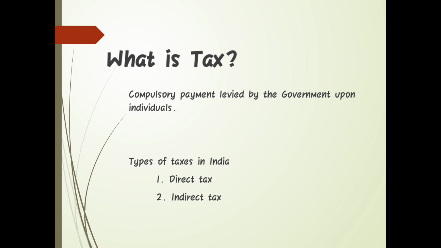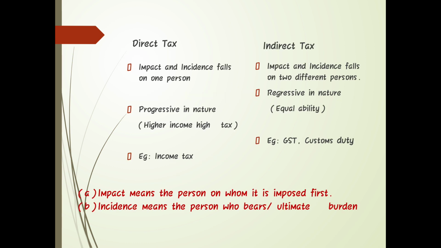So what is the difference between direct tax and indirect tax? In the case of direct tax, it is imposed and the incidence of the tax falls on the same person. For instance, in the case of income tax, it is imposed and also the incidence of tax, the responsibility or the liability to pay the tax, falls on the same person. But on the contrary, this is not the case in indirect tax. So let's see what are the differences. In the case of indirect tax, the impact and incidence fall on two different persons, and in the case of direct tax, it falls on the same person.